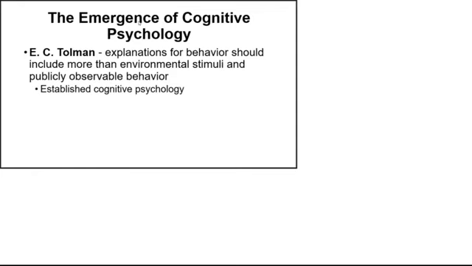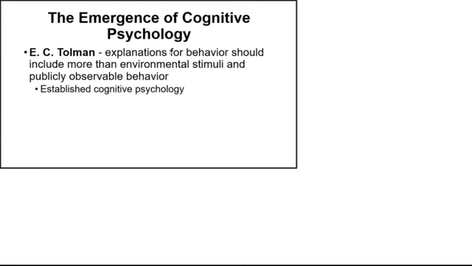So this is when we're starting to reintroduce cognitive psychology. And we're going to start by talking about Tolman. So this is our big name for cognitive psych here. And they said that explanations for behavior should include more than just our environmental stimuli. And it should be more than just publicly observable behavior. So when we've looked at operant conditioning, we've been looking at, okay, they press a lever in response to a stimulus in their environment, stuff that we can overtly observe. But Tolman wanted us to start focusing in on other stuff. What's going on internally? What kind of mental processes are involved? What part of learning is going on that we can't physically see?